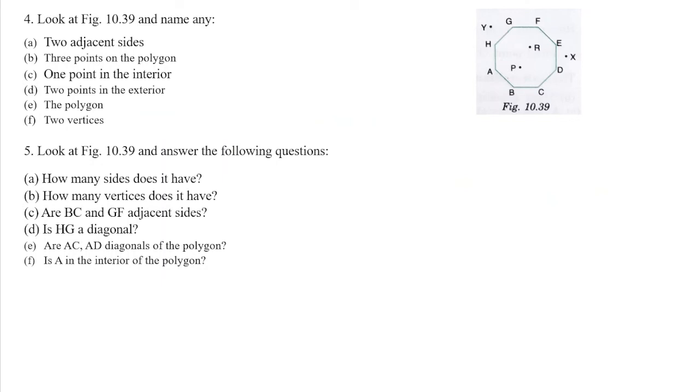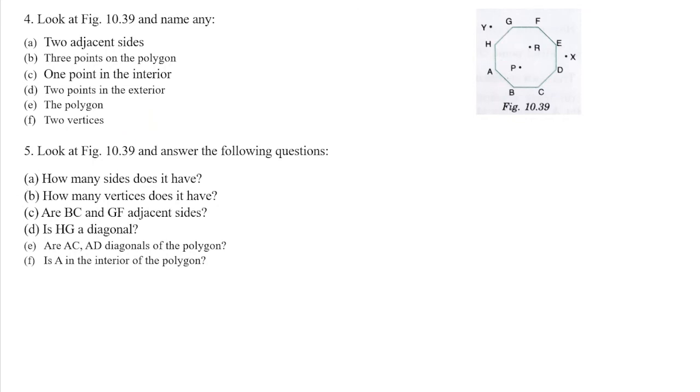Now, we need to name any two vertices. Okay, so any two vertices means any two points. So we can take C and D. Okay, right, let's move on to the fifth one.